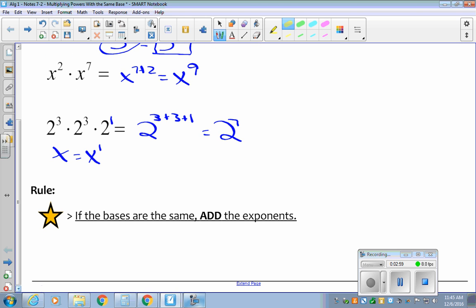So the rule is if the bases are the same, then we add the exponents. So let's go ahead and write that a second time down below. I wrote it. Now you guys get to write it down below.